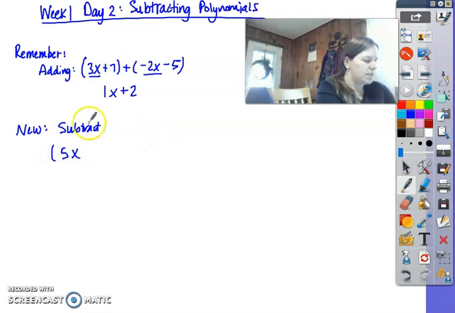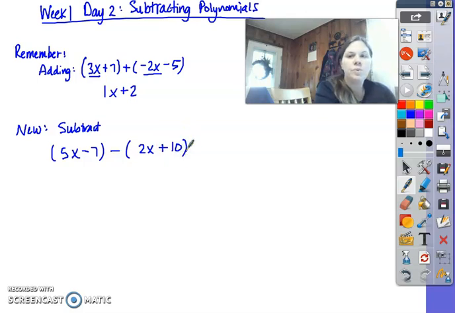So let's take our first example, 5x minus 7, subtracting 2x plus 10. Where we have subtraction, we're going to change it to addition. And every sign after that is going to become the opposite. It's almost like we're distributing a negative 1 to both of those items. And you're pretty good at distributing. So adding, the opposite of 2x is negative 2x. The opposite of positive 10 is negative 10.